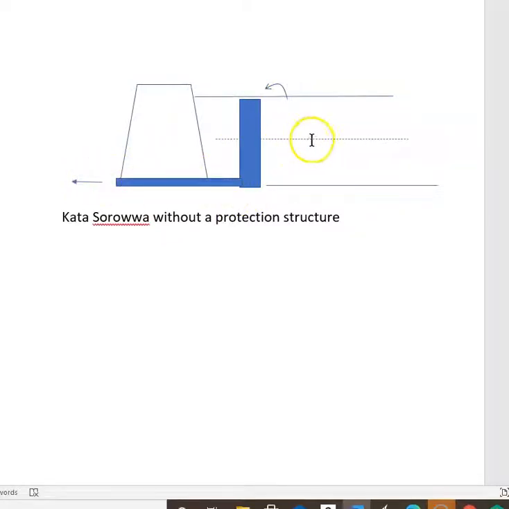Now if the water level goes down and we need to take water out, then you remove these Kata, and then remove up to here, and then water would go like that. And if you don't need water at a certain point, then you increase this Kata. So that's why it's called Kata Sorowwa. So you increase these little structures on top of that, so you could control the flow.